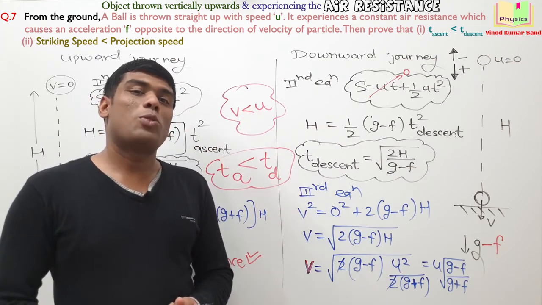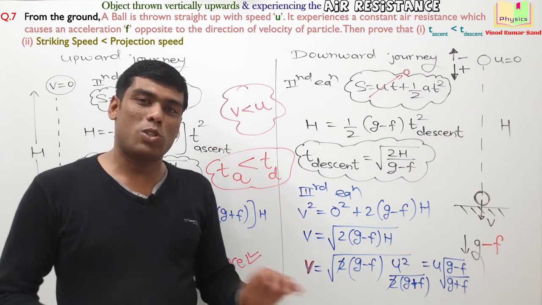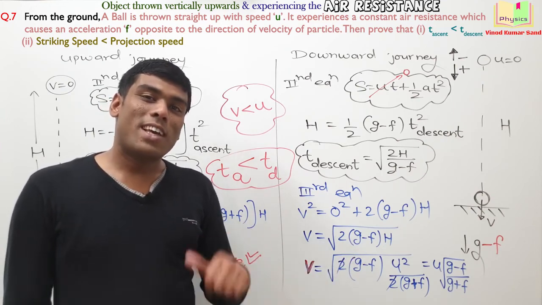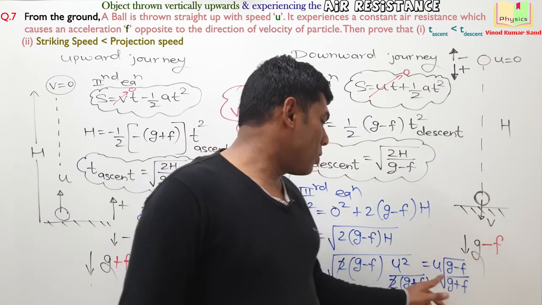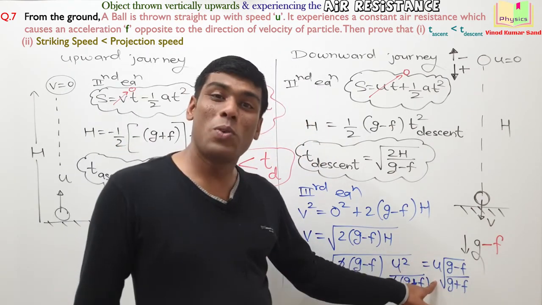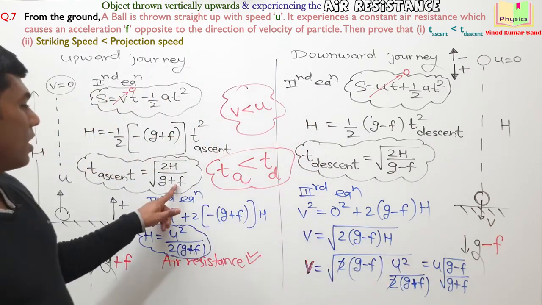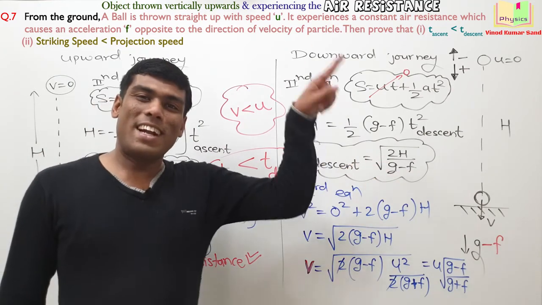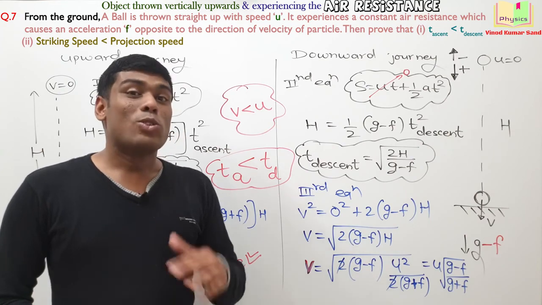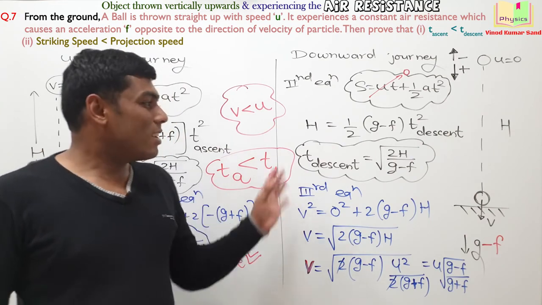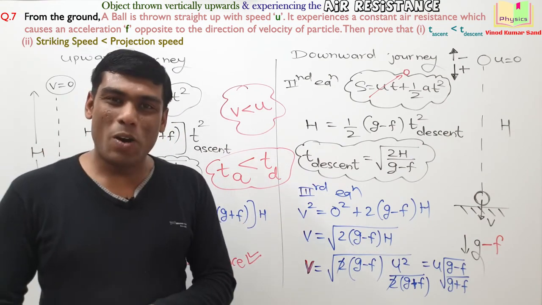Now what if we go back to our ideal situation? There is no air resistance. If there is no air resistance, f is 0. If f is 0, you can check v will be equal to u. If f is 0, then time of ascent and time of descent will be equal. Getting it? So if we count the air resistance, the problem becomes a bit complicated.